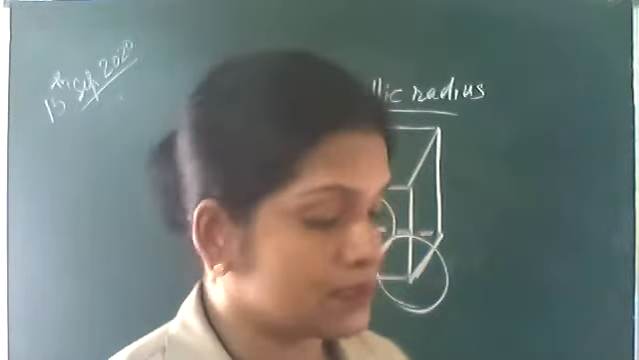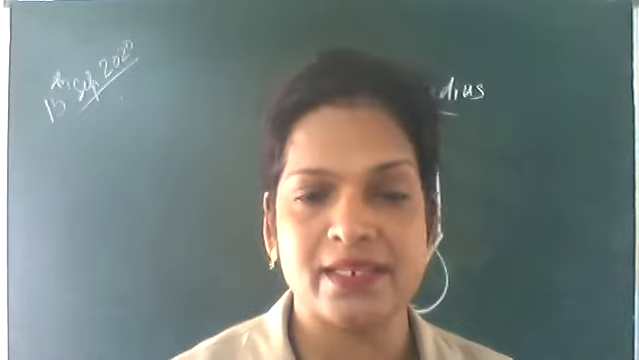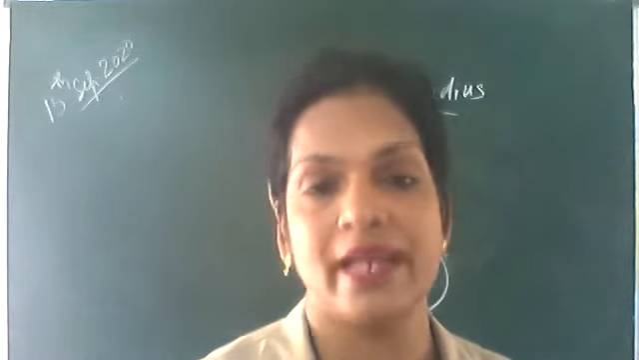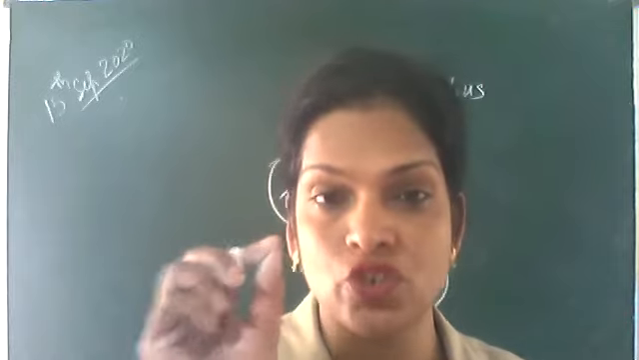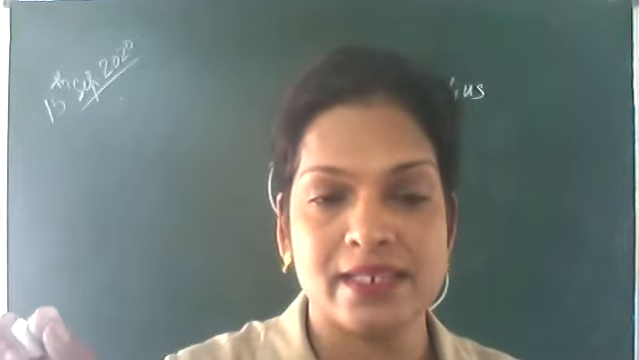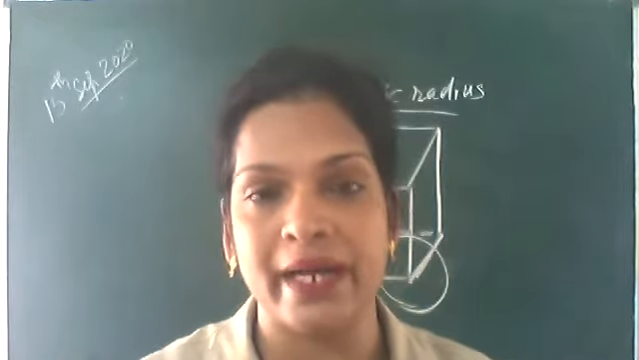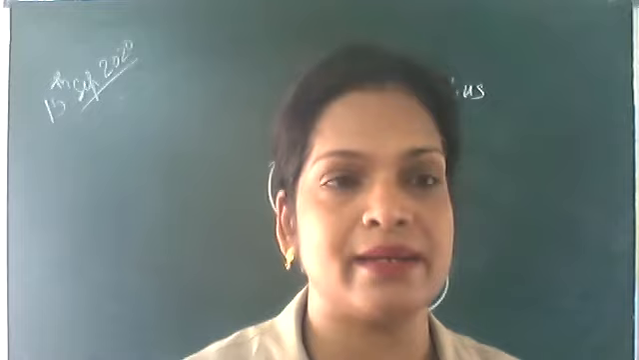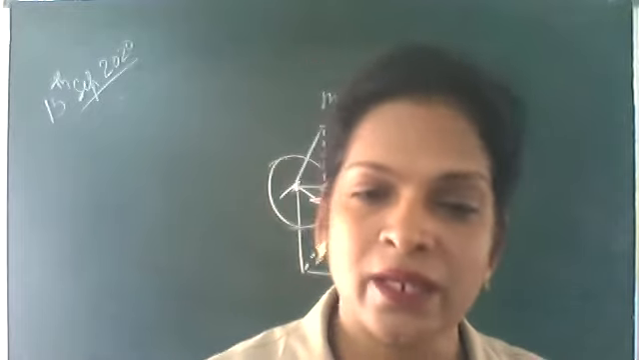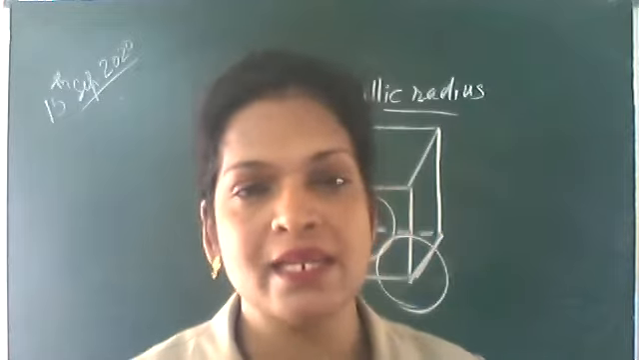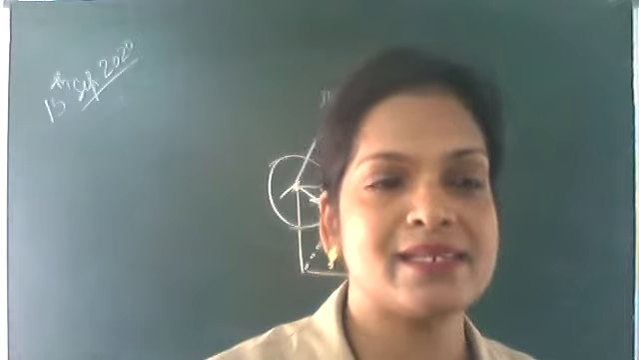Now, next is van der Waals radius. That is what we say in the case of noble gases. Noble gases stay as individual atoms. That radius is called van der Waals radius, that is not in a combined state. We know that noble gas atoms do not combine with other atoms. So in the case of noble gas, since a single atom is existing, that radius is called van der Waals radius.